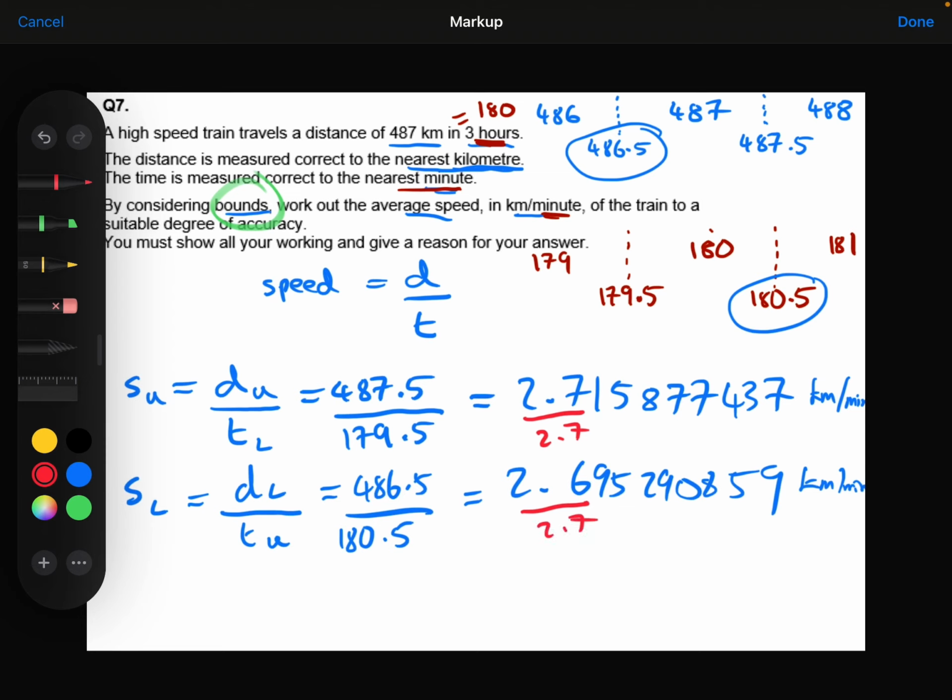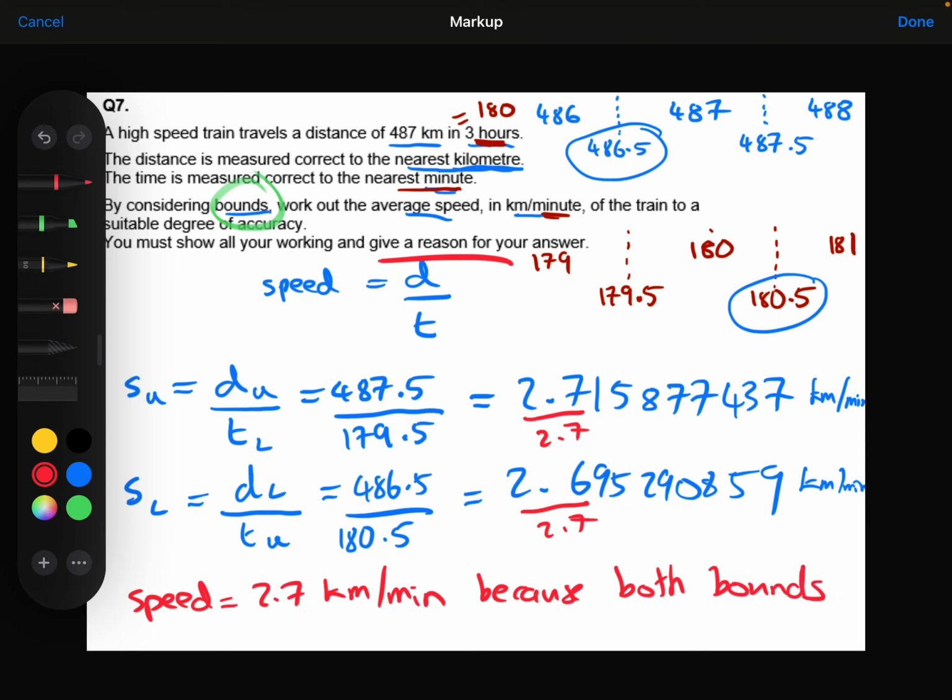So my answer is that the speed equals 2.7 kilometres per minute. And the reason, because both bounds round to 2.7 to two significant figures.